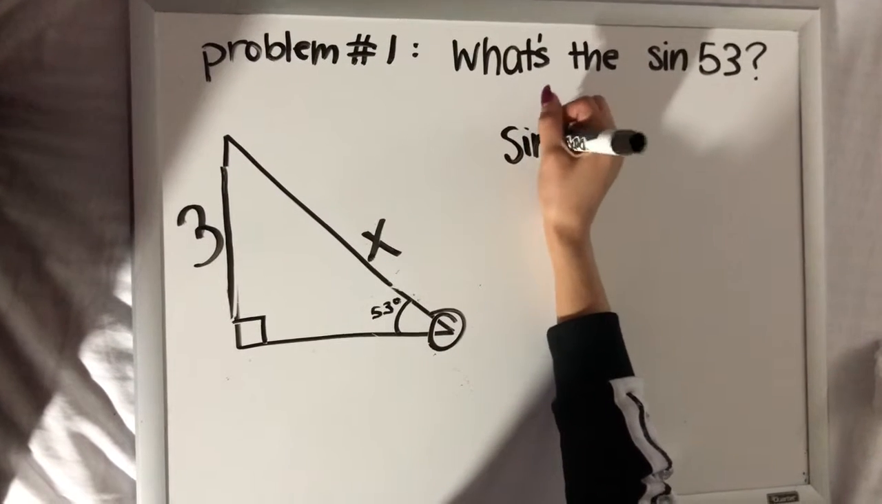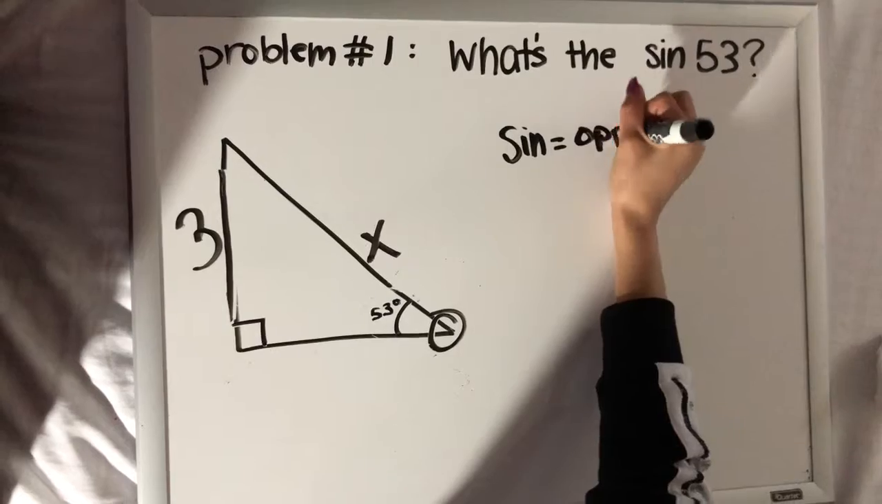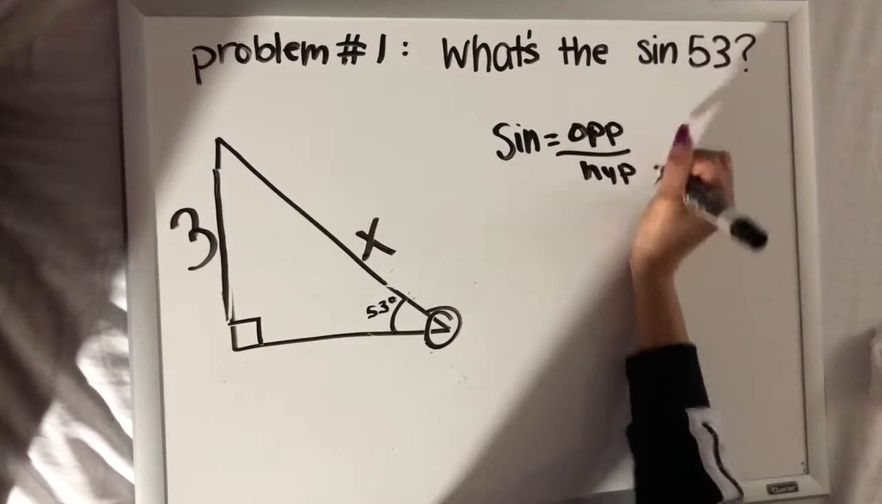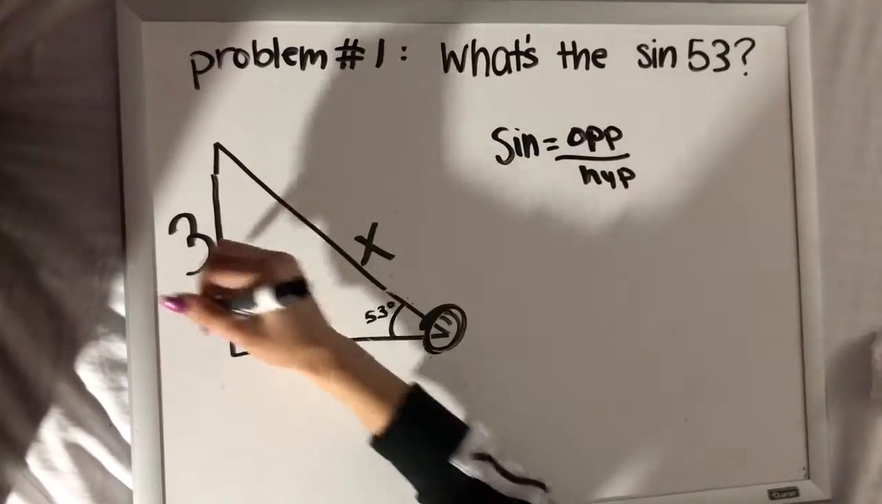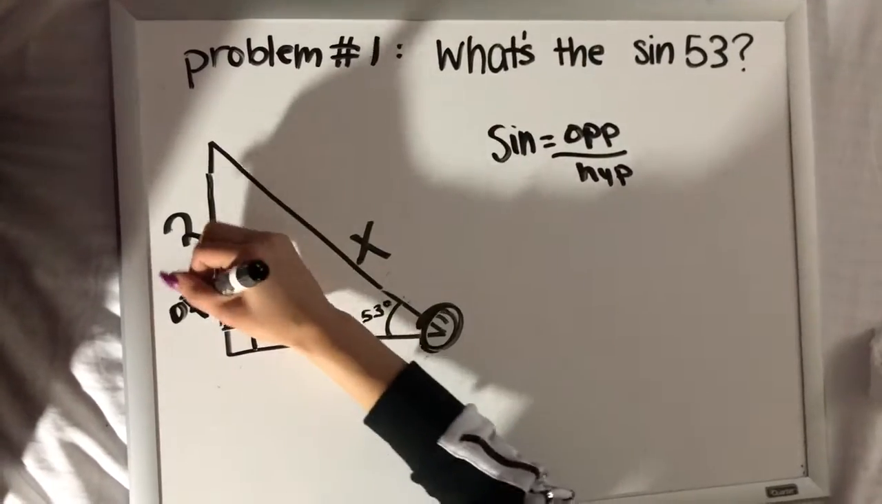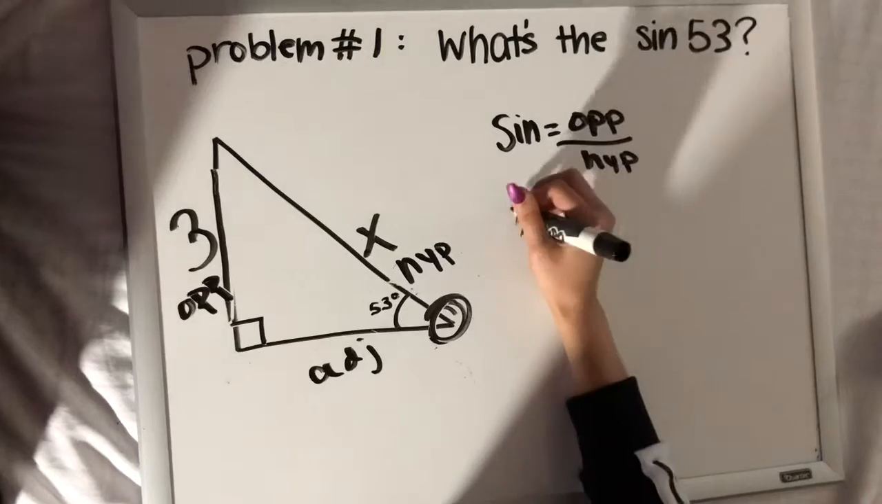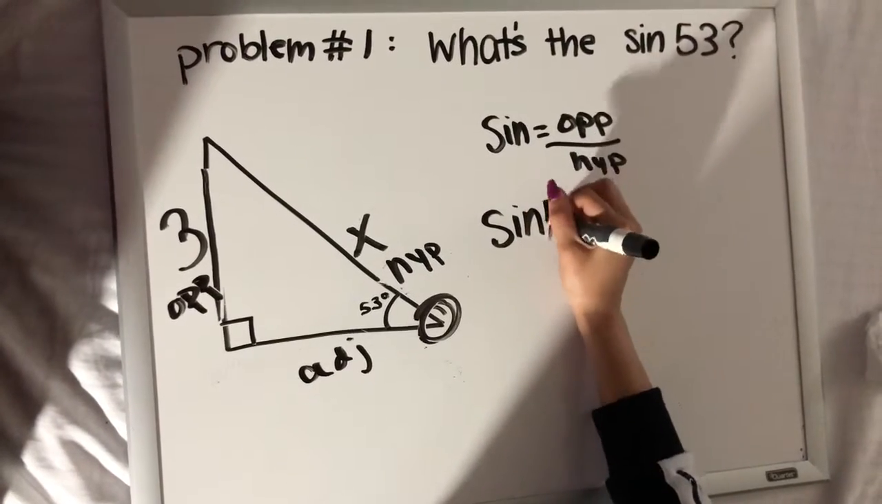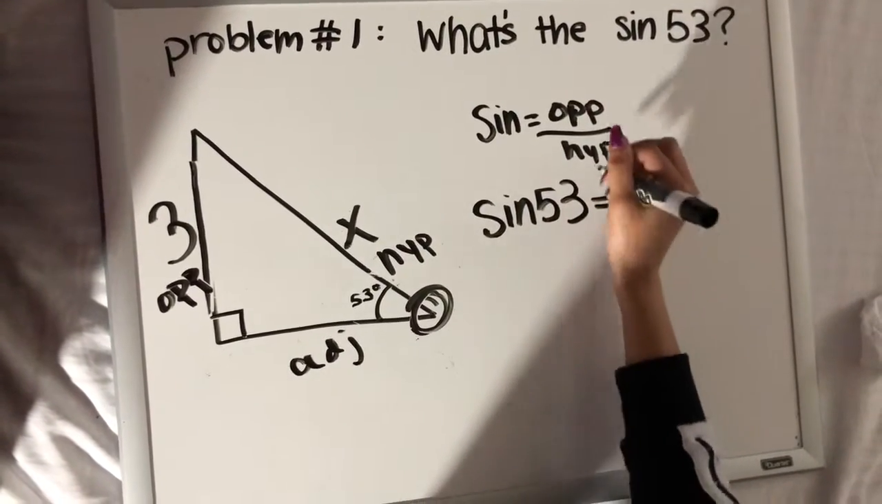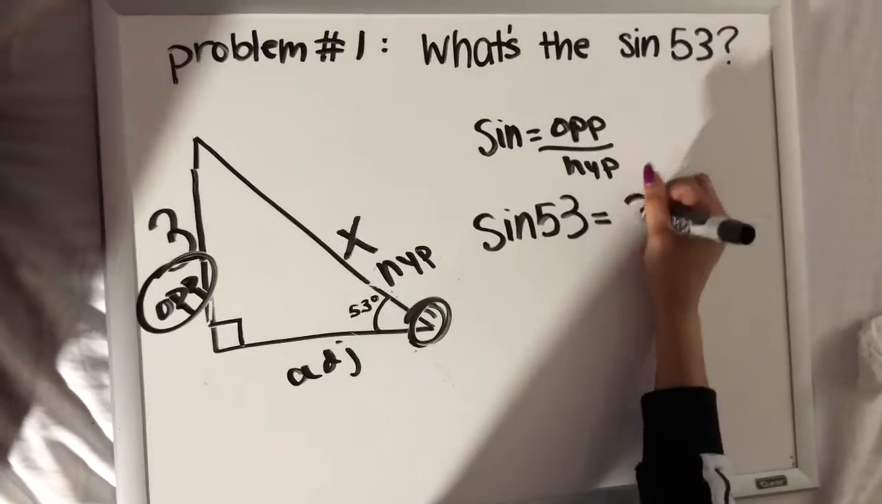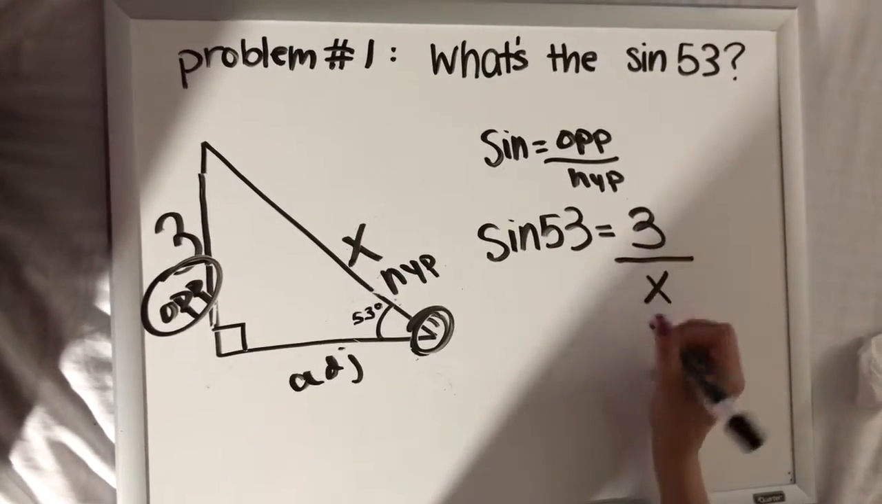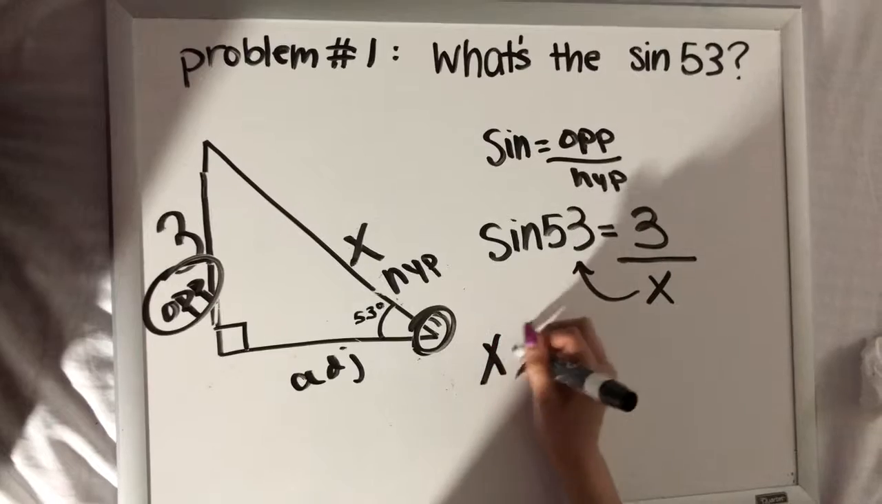So here we have our first problem. It asks, what's the sine of 53? So the sine, as we know, is the opposite over the hypotenuse, and as we can see, the opposite is where theta is, and we are just labeling the opposite, hypotenuse, and adjacent. So the sine of 53 is equal to the opposite. The opposite is given, it is 3, and the hypotenuse would be x because we are solving for the hypotenuse.